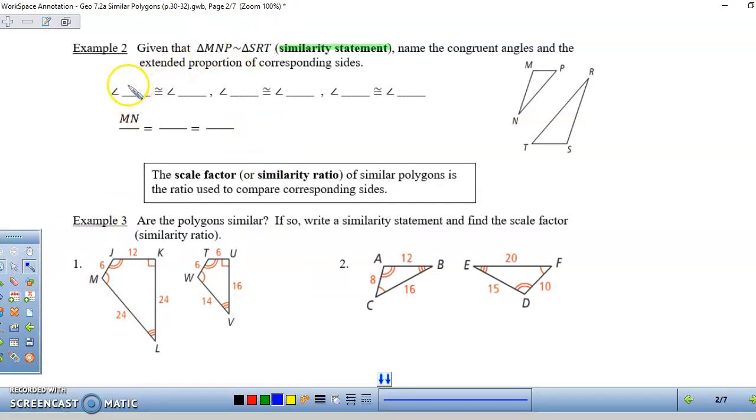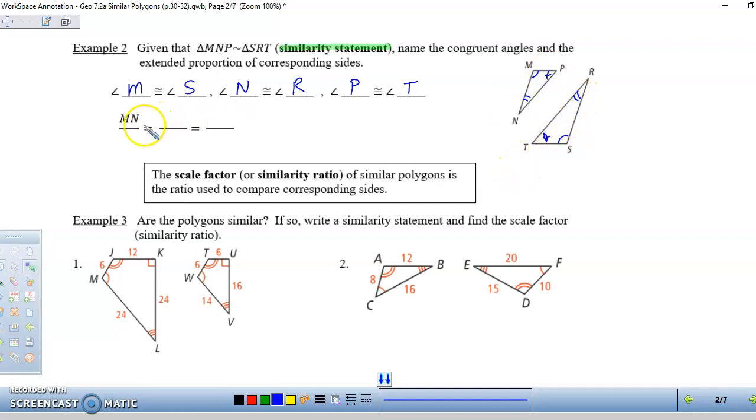Okay, so again, you're just going to do these in order. So angle M goes with S. Angle N corresponds to angle R. Angle P corresponds to angle T. Okay, you could also mark it in the picture. So M corresponds to S. R corresponds to N. And then angle P corresponds to angle T.